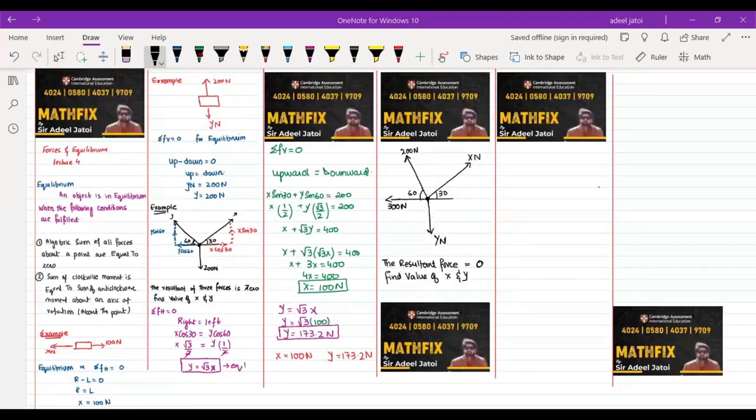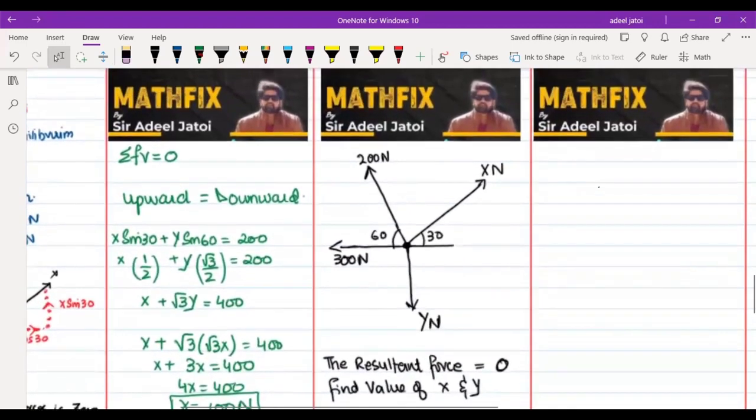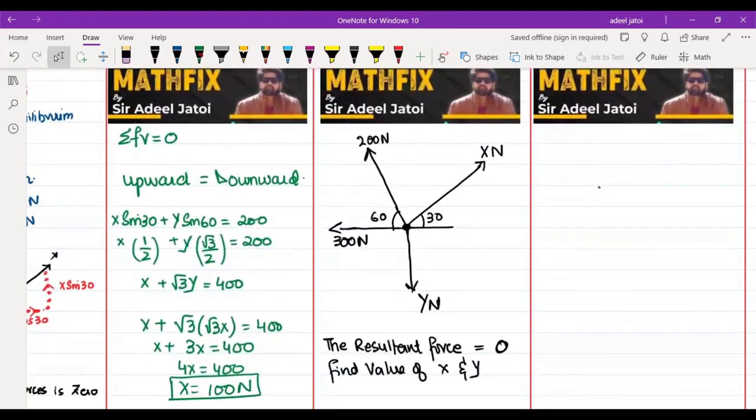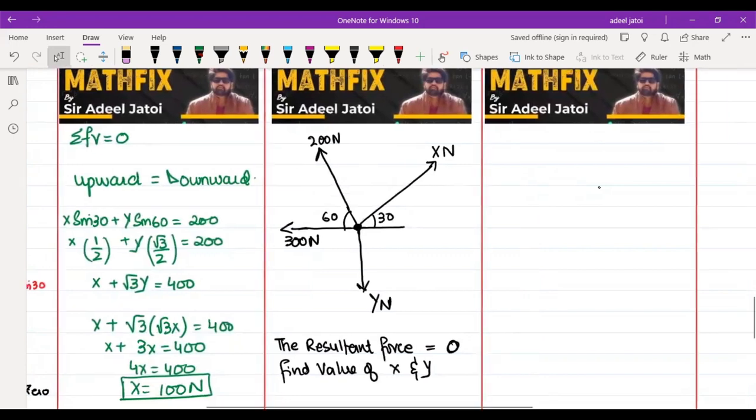Okay, let's work upon another example question. Here it is. So this is 200 Newton, x Newton, 300 Newton, and y Newton. So let's work upon the different values. Let's say this will be y sine theta and y. This will be x sine 30 and x cos 30.